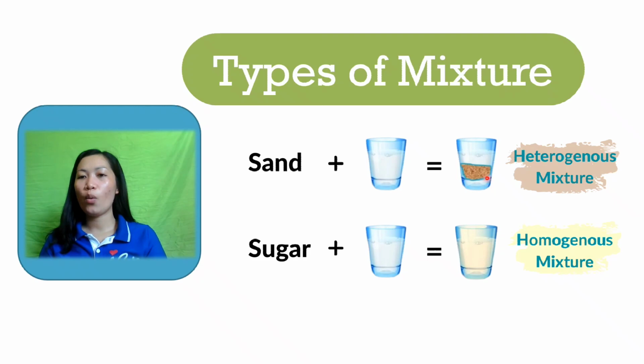All right. When we say heterogeneous mixture, meaning like for example the sand plus the water, it will be like this. So meaning it will not be dissolved in the water. When we say homogeneous mixture, meaning sugar plus water, it will become a syrup, but they will blend to each other. So that is homogeneous. Anyway, we will be discussing them later on one by one.